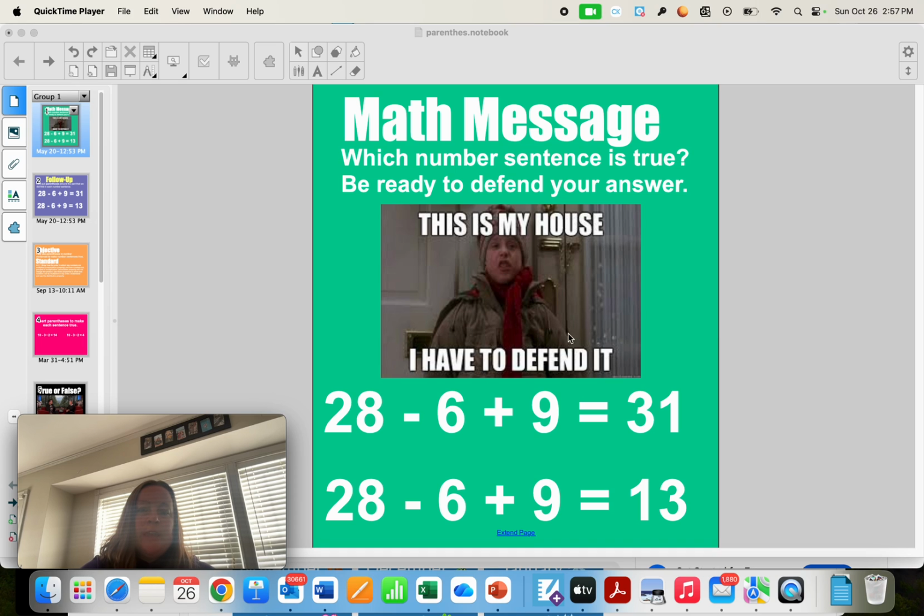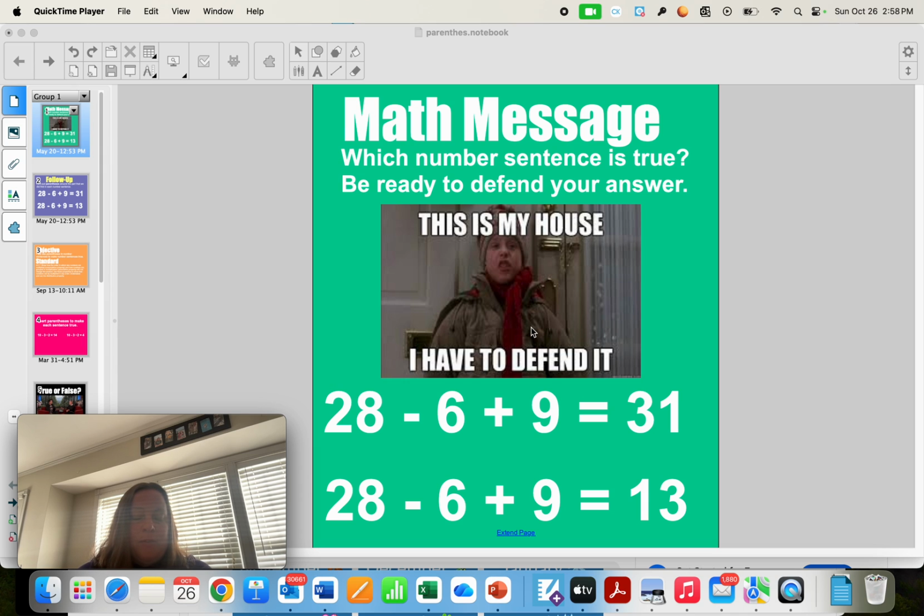Fourth graders, today we're going to be talking about how to use parentheses in a number sentence. Before we do that, I need you to get out your dry erase boards and markers, or scrap paper and a pencil, either one. Go ahead and pause the video, get those things out, and then unpause it when you are ready to begin.